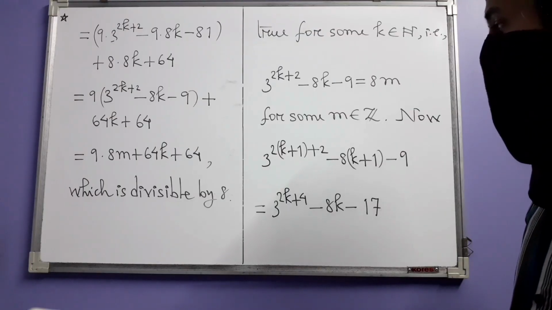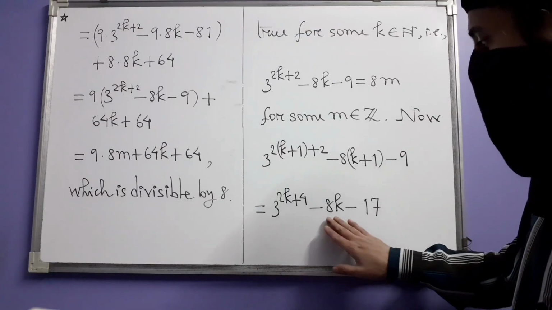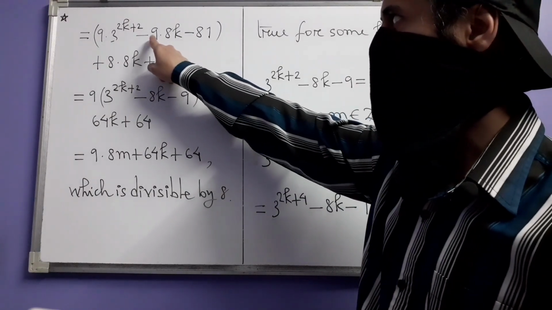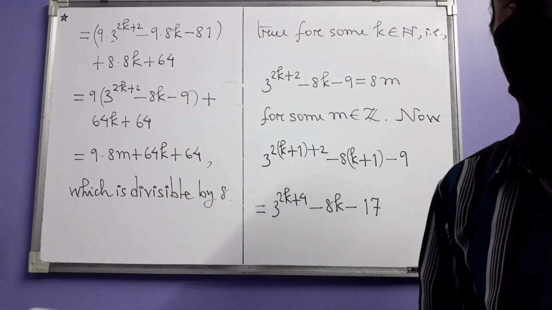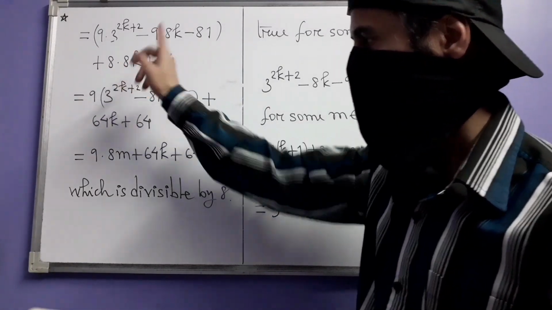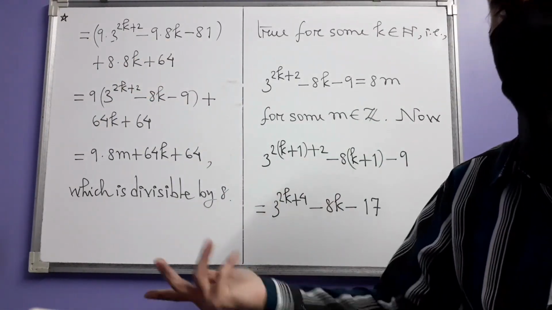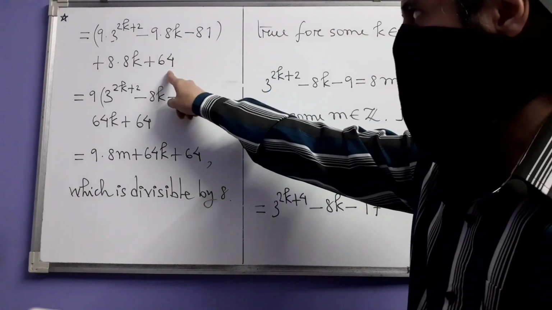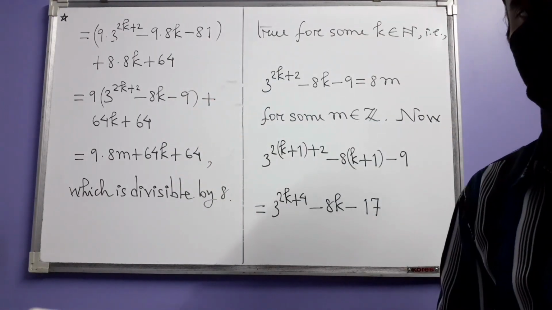And what else did we do? Originally we have minus 8k, but here we have written minus 9 times 8k. So to compensate for that, we have also written plus 8 times 8k, so that we get minus 8k. And minus 81 plus 64 is minus 17.